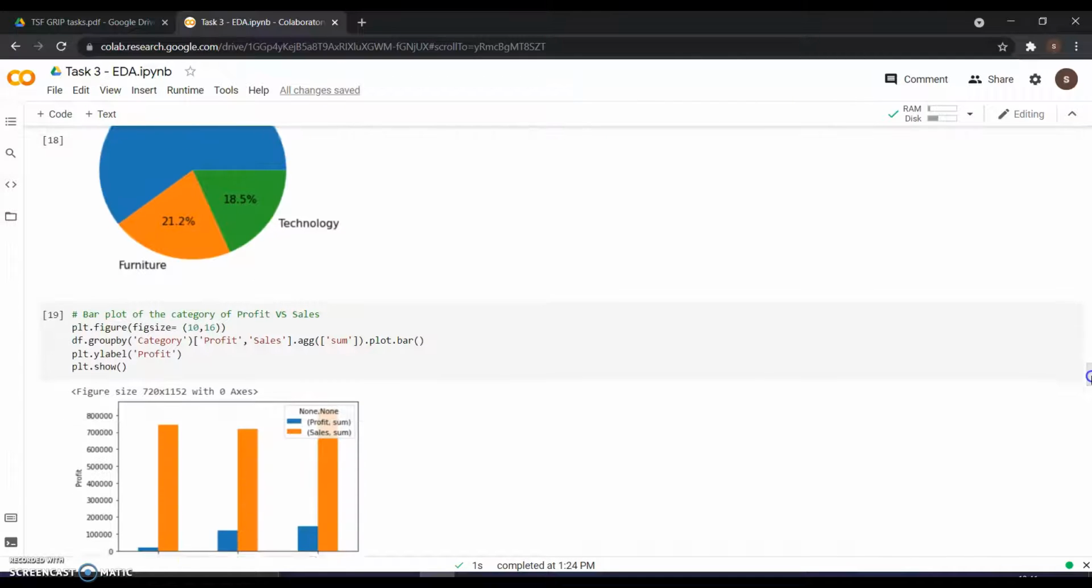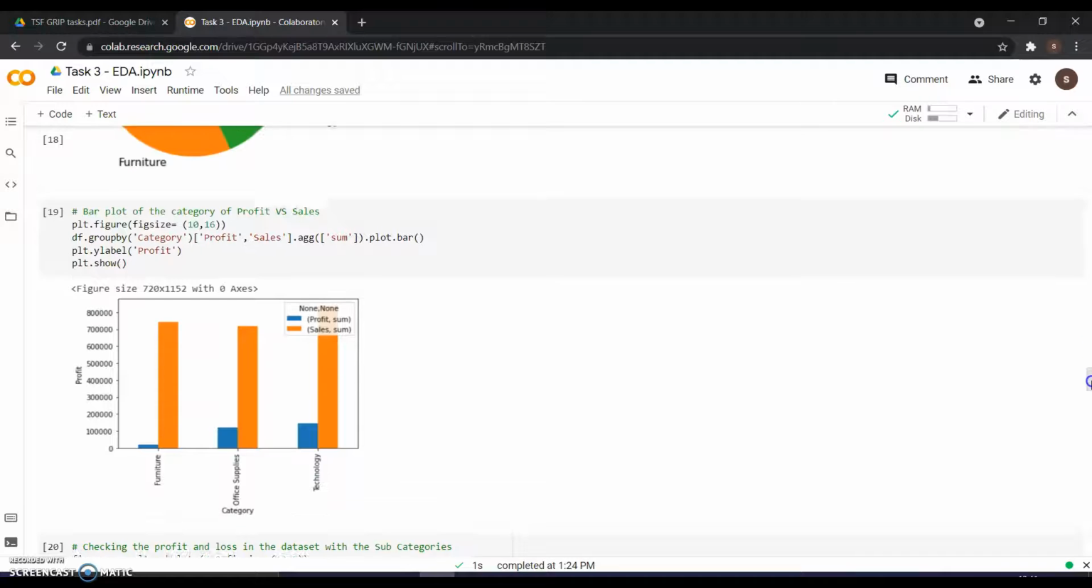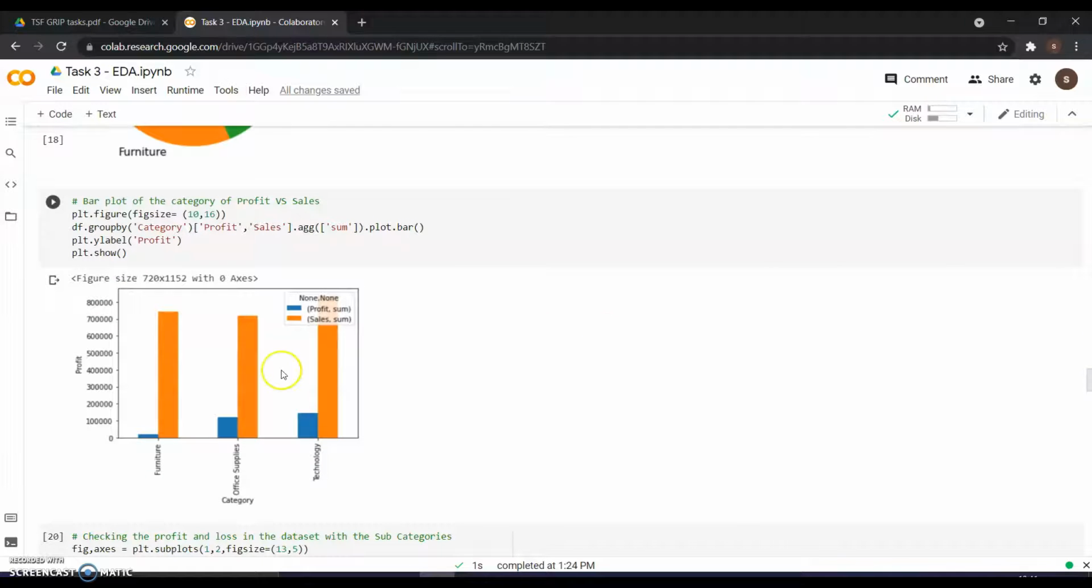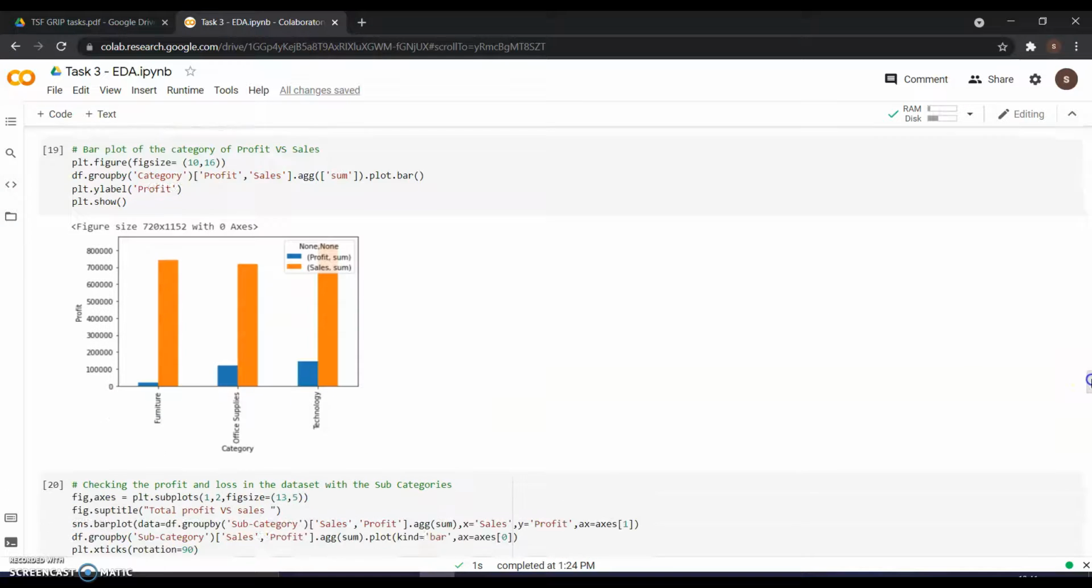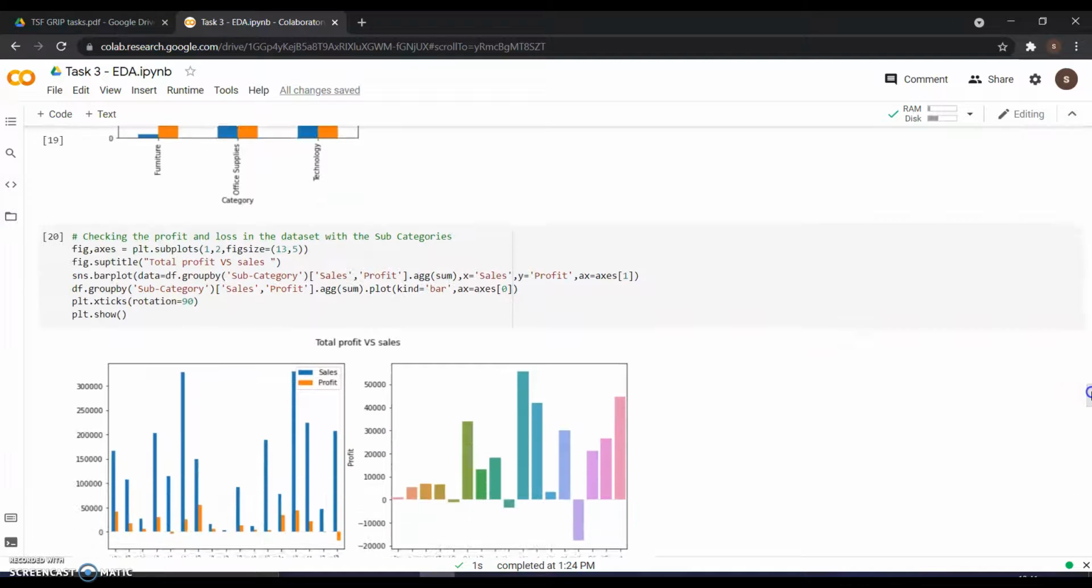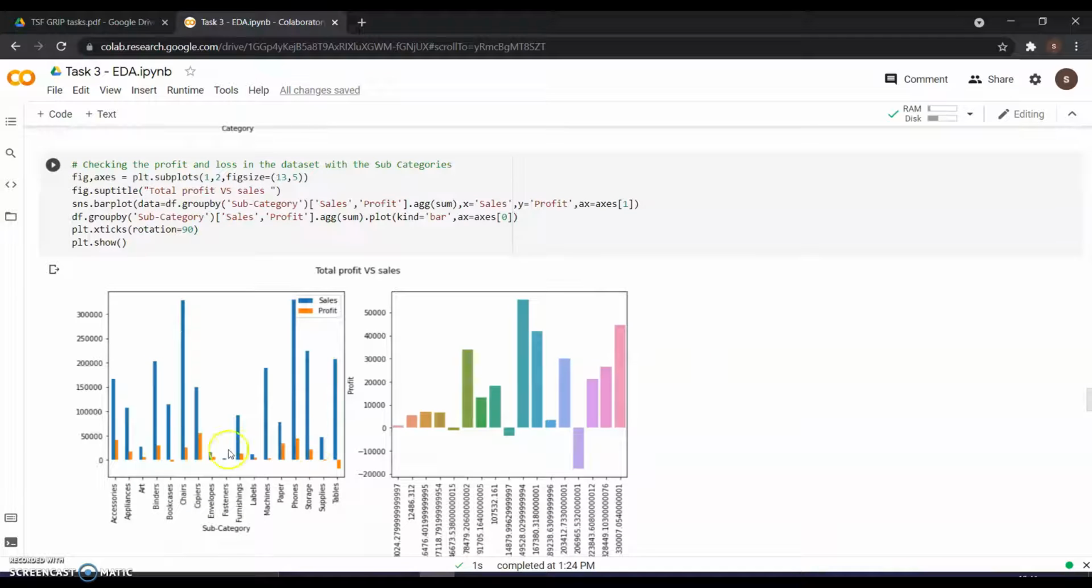Then further, a bar plot of the category profit versus sales. Now if you notice, the sales are high in each of the categories, but the profit is least for furniture and highest for technology. So we have to focus on increasing the profit of technology rather than that of furniture. Then checking the profit and loss in the dataset with subcategories. So these are the subcategories, the profit and loss, and here the sales.